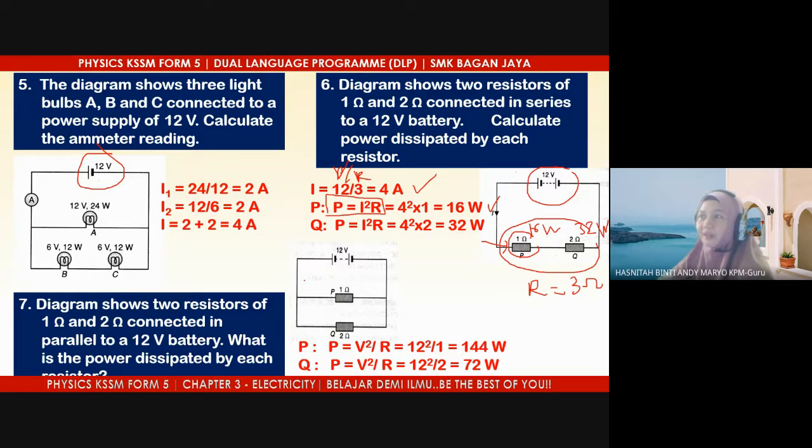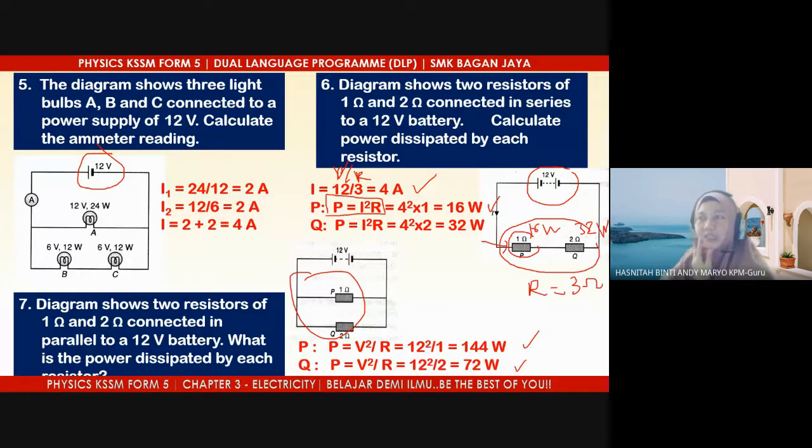Okay, now question 7. Same question but only the arrangement is different, parallel. So now P and Q are arranged in parallel. Again, find the power dissipated by each resistor. For P, use this formula, V squared divide R. This one gets 144 watt, and this one 72 watt.